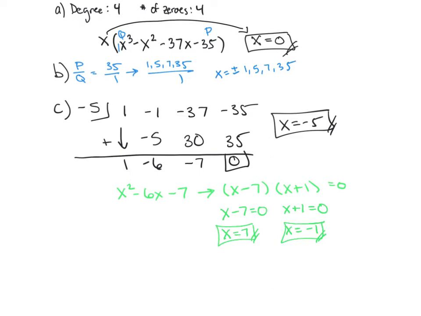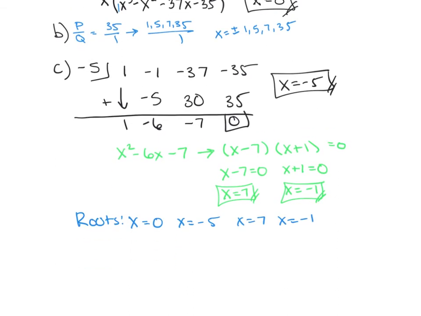So if I'm going to go through and list out all of my roots for part C, I've got x is equal to 0, x is equal to negative 5, x is equal to 7, and x is equal to negative 1. But we're not done yet. Our very last step is asking us to put all of this together into our factored form. So in this case, our factored form is f of x is equal to x, or x plus 0, times x plus 5, times x minus 7, times x plus 1.